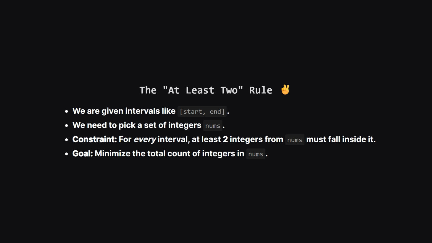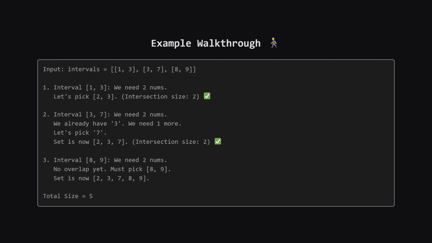Let's clarify that at least 2 rule. If we have an interval, say from 1 to 3, our chosen set needs to have 2 numbers that are between 1 and 3, inclusive. If we have another interval from 5 to 10, our set also needs 2 numbers between 5 and 10. The trick is, we can reuse numbers. If a number works for multiple intervals, that's great, because it helps us keep the total size of our set small. Let's walk through an example to see this in action.